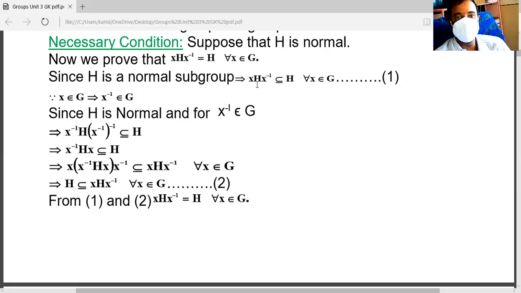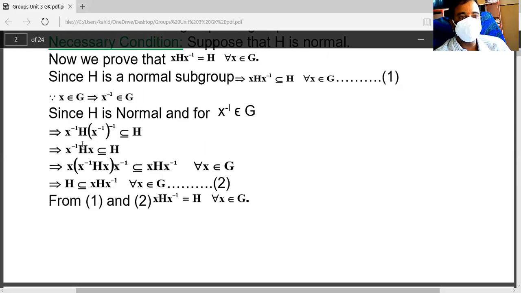The similar condition is applied for x inverse belonging to G. Okay, this one and this one are the same. What happens? x inverse is as it is, H is as it is, and x inverse whole inverse is x, which is a subset of H. I am multiplying x on the left side and x inverse on the right side, on both sides. On the LHS, the total value is multiplied on the left by x and on the right by x inverse. On the RHS, H is multiplied with x on the left and x inverse on the right.